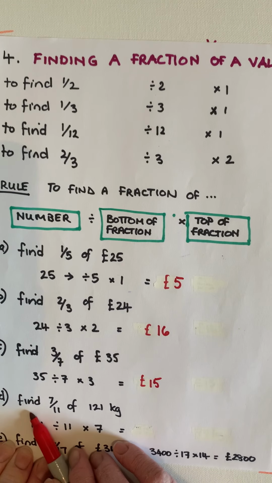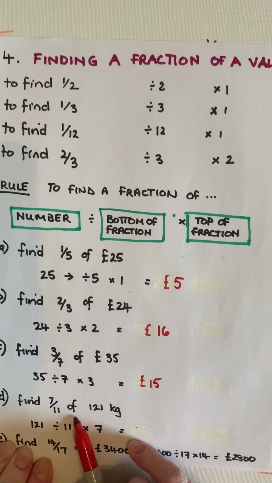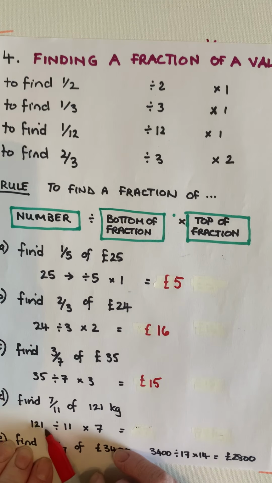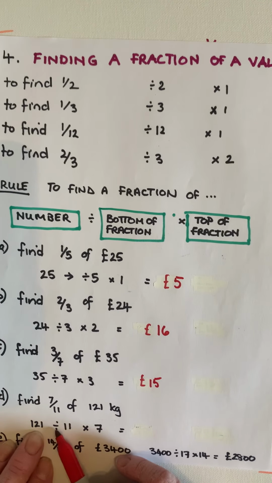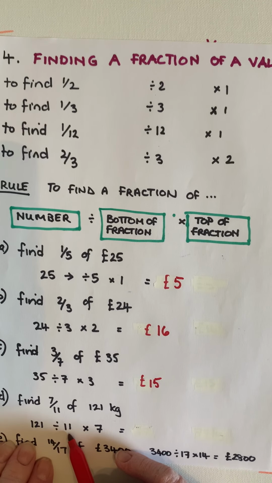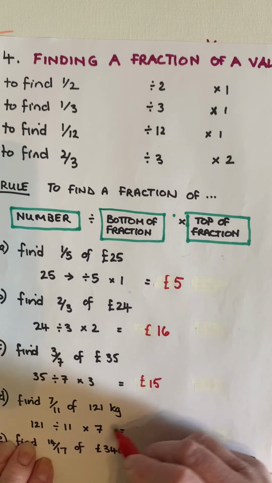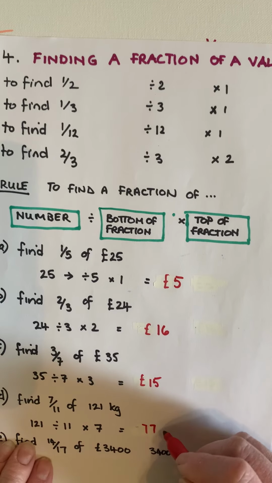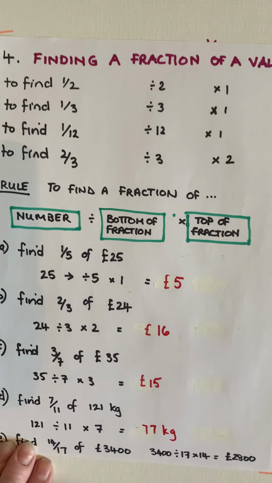This question says find 7/10 of 121 kilograms. So we've changed the units. So that's 121, divide by the bottom, multiply by the top. 121 divided by 11 is 11. 11 times 7 is 77, and that is kilograms.